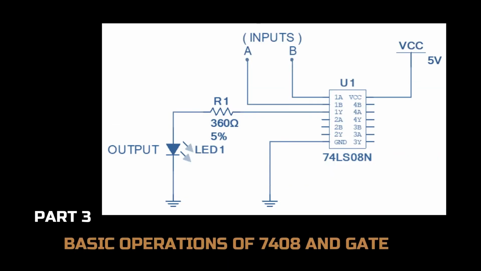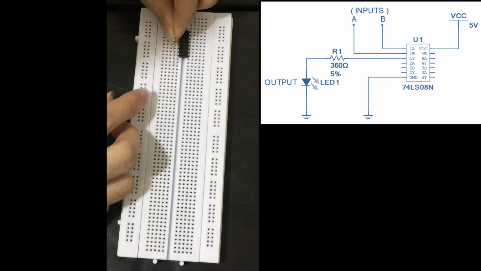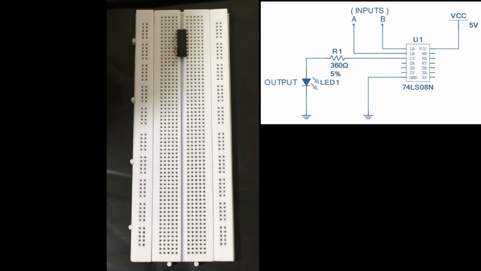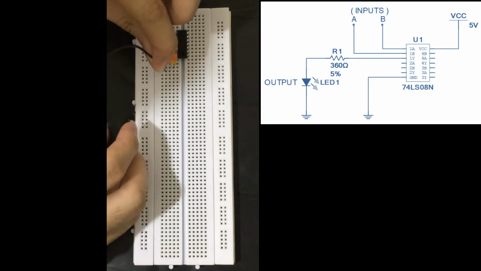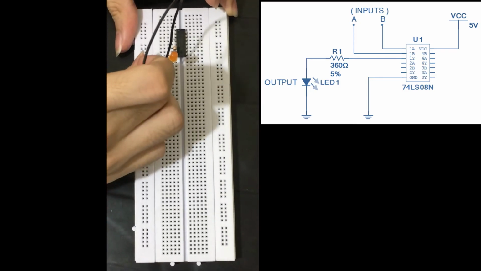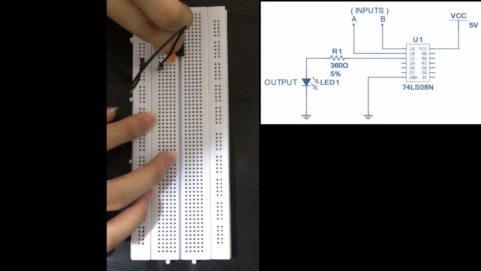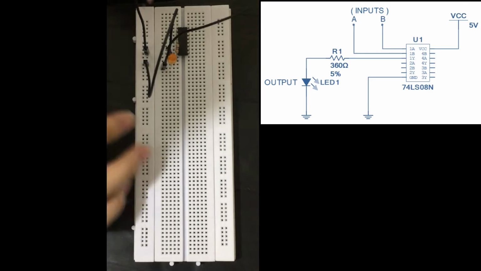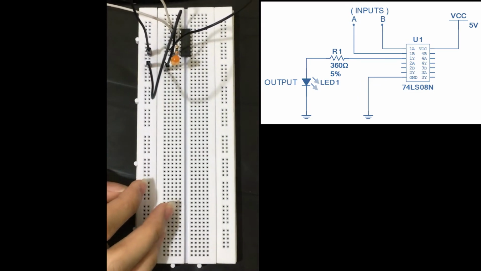The third part of the experiment is the basic operations of the 7408 AND gate. It is important that we strictly follow the circuit diagram by having the right connections to the right pins of the IC. Also, do not forget the 7th pin and the negative connections are connected to the ground. In operating the AND gate, keep in mind that if the inputs have logic 0, the output will automatically be logic 0 for the AND gate alone.